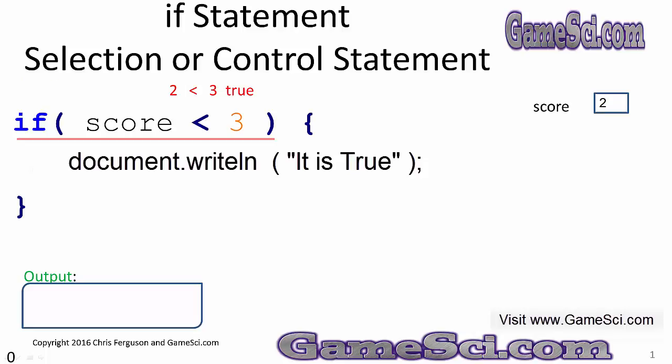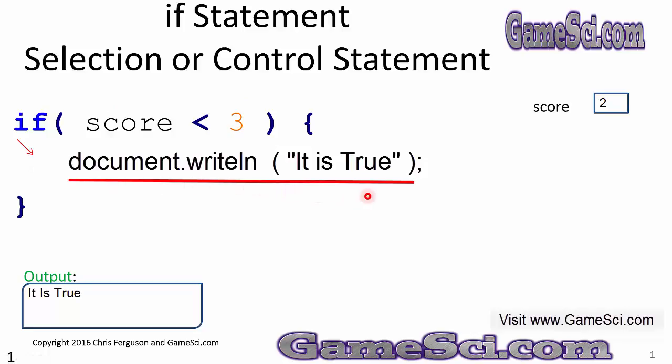We're going to set up a variable score here, and you can see that score has the value 2 currently in it. So I'm going to do if score less than 3. Well, that's 2 less than 3, and 2 less than 3 is a true statement. When this statement is true, what's going to happen is we will select this code to execute and print out it is true. And you can see it is true came out on the output. It's as simple as that. When the condition is true, we execute the code between these curly braces. When it's done, it will fall through and continue on with the computer program.